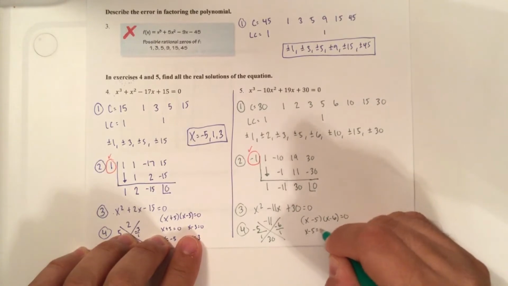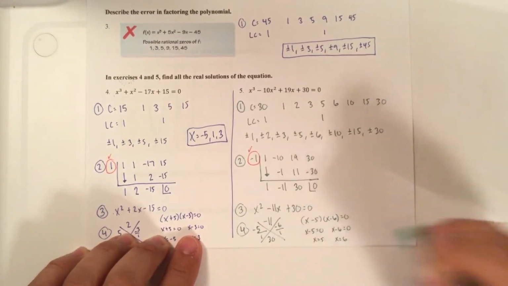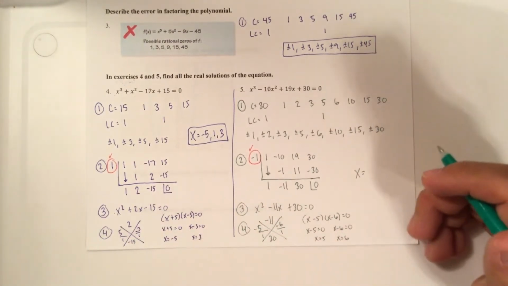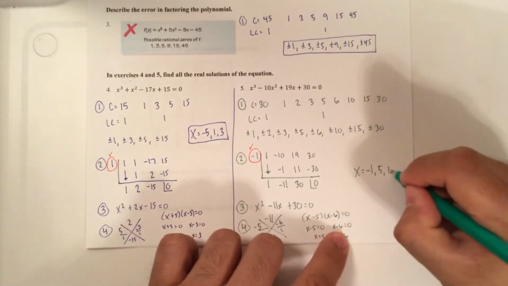Set each one equal to 0. X equals 5, x equals 6. So when I write my final solutions, like I said, I like to put them in numerical order, so negative 1, 5, and 6.